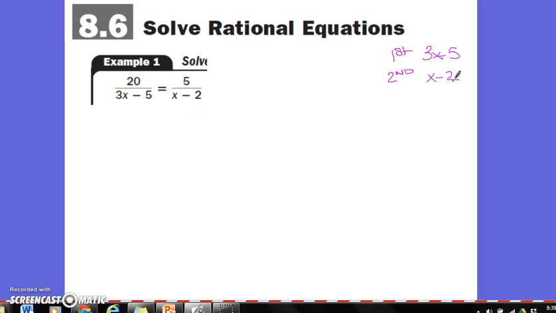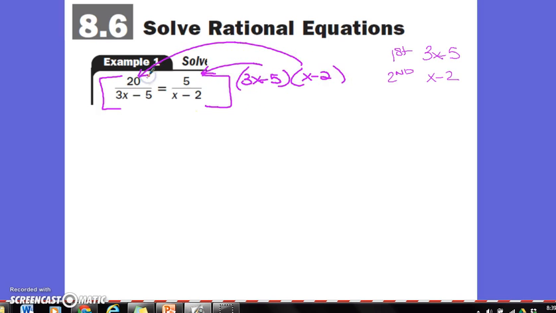So we're going to multiply the entire equation by 3x minus 5 and an x minus 2. So you're going to multiply each piece. So this goes to the second fraction, also is going to go to the first fraction. So watch. We're going to have 20 times 3x minus 5 times x minus 2.